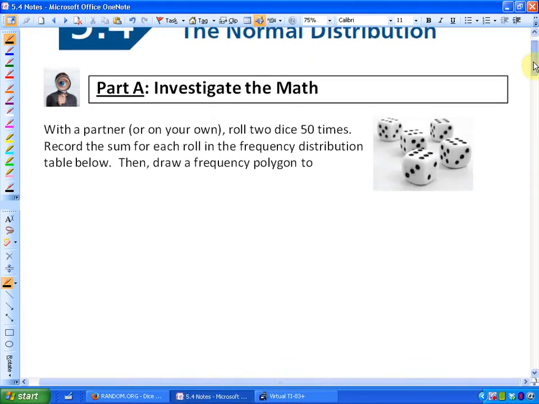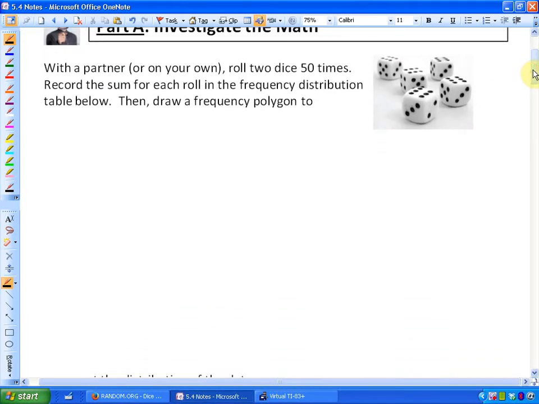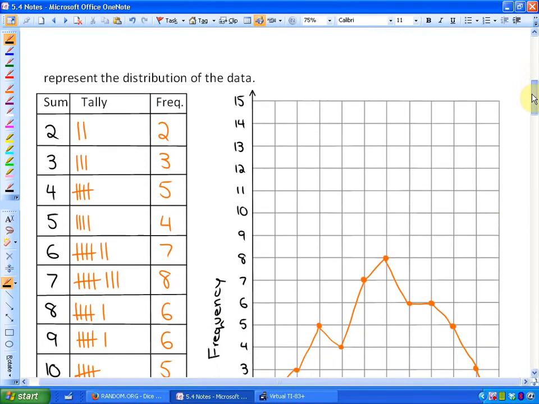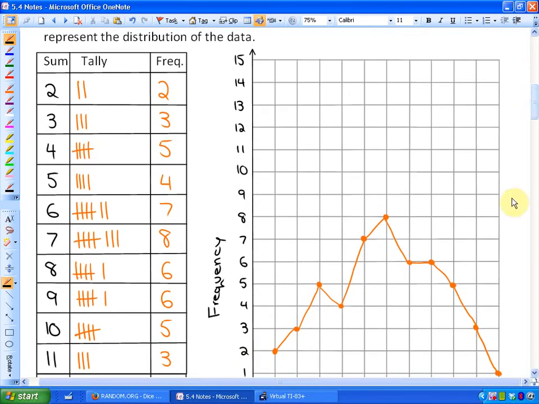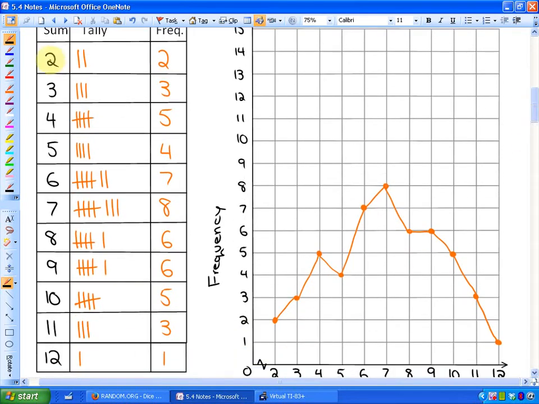And what we are going to do, here's my results. If you want to pause it and try it on your own and add it into your study guide, you can do that. Here's my results, a frequency polygon. So we're going to represent the distribution of the data. Here's what I found. I rolled the sum of 2 times, 3 times, 4 I rolled 5 times, 5 I rolled 4 times, etc., etc. So I found this to be the case.